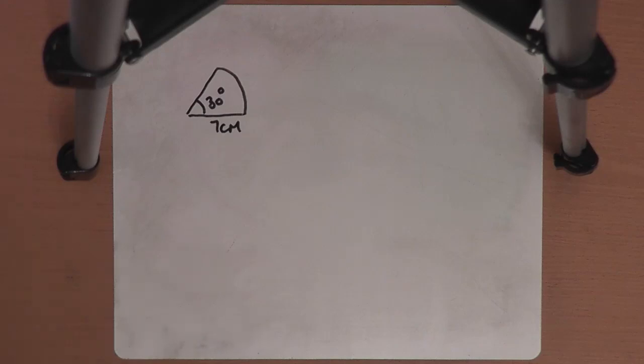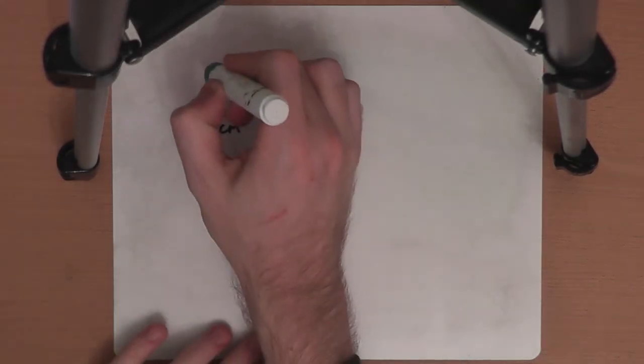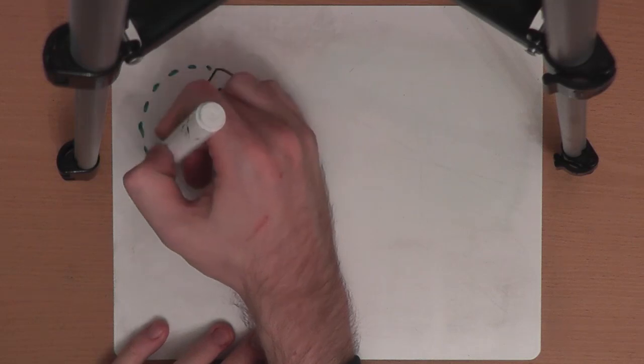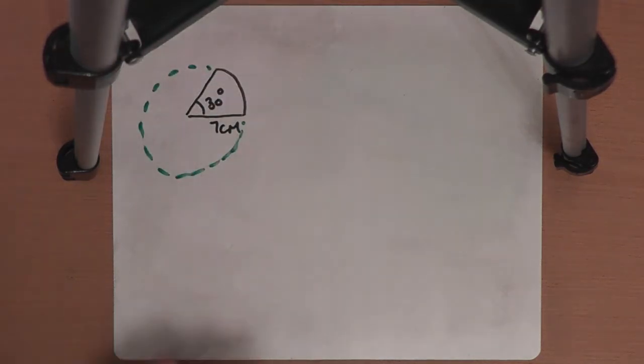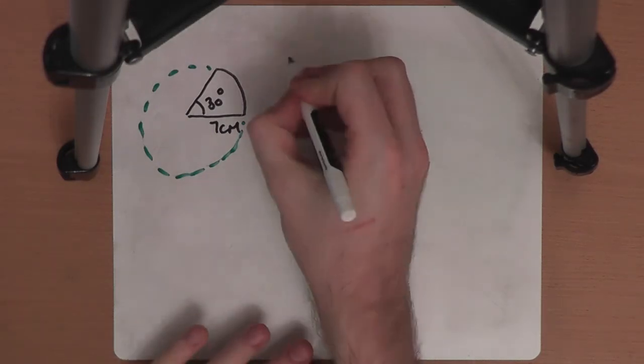What we're going to do with this sector is we're going to play on the fact that the sector is a piece of the whole circle. And we are, similar to the semicircle question, going to draw in the rest of the circle. It only needs to be a sketch just to tip us off to what we're doing here. And what we can now do is work out, first of all, the area and circumference of the whole circle. Well, let's do the circumference first.